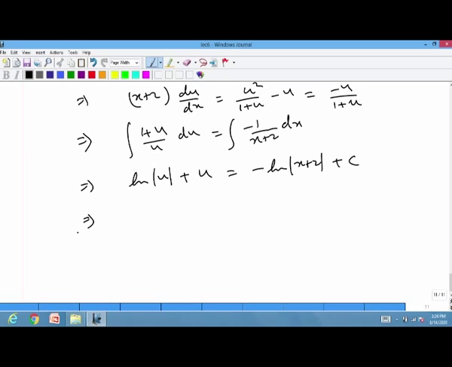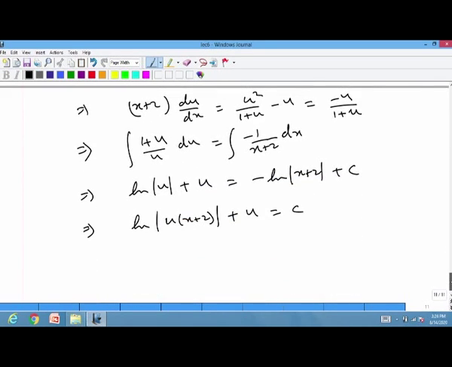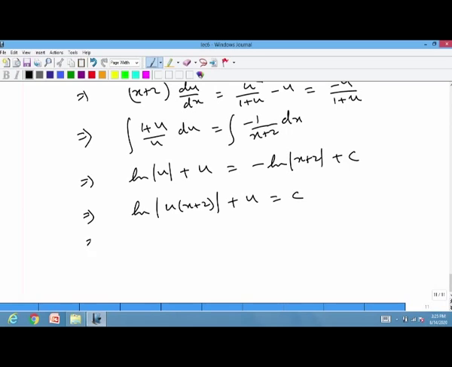So, this implies we can bring this log to this side and we get log|u(x+2)| plus u equal to constant. Now, we know that u(x+2) is y. So, this implies log|y| plus u, which is y/(x+2), equal to c.